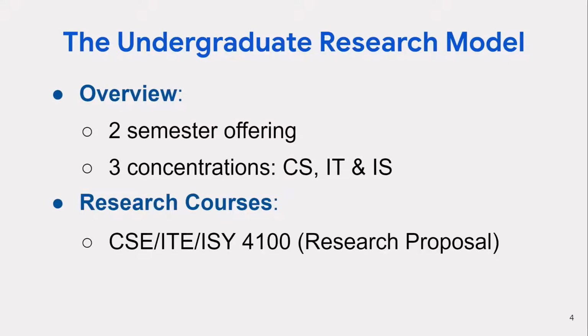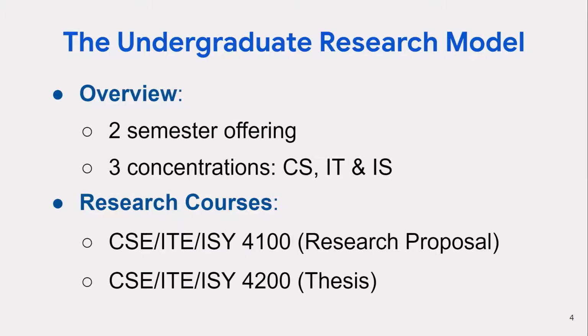During the first semester, students undertake 4,100 level courses with codes CSC, IT, or ISY 4100. In the second semester, they undertake a 4,200 level course. However, in order to proceed to the 4,200 level, students must pass their first semester course, which is CSC, IT, or ISY 4100. The 4100 level course is worth 2 credits and normally receives about 20 to 40 enrollments per year.